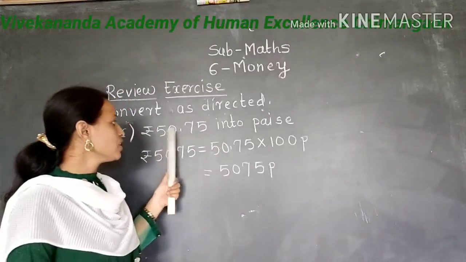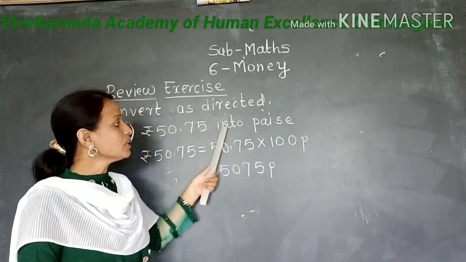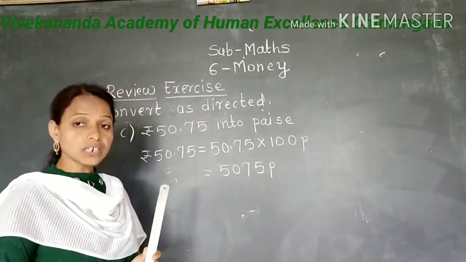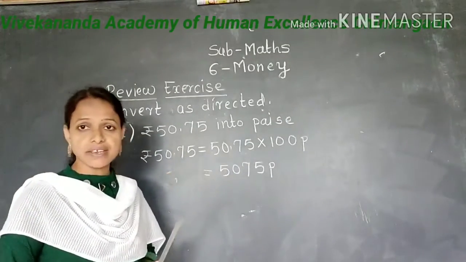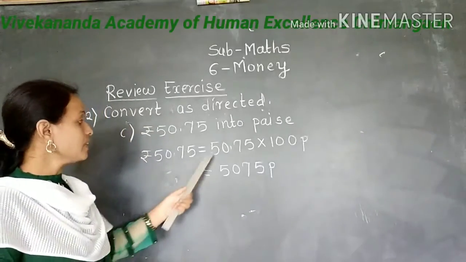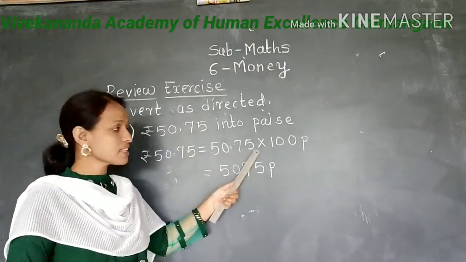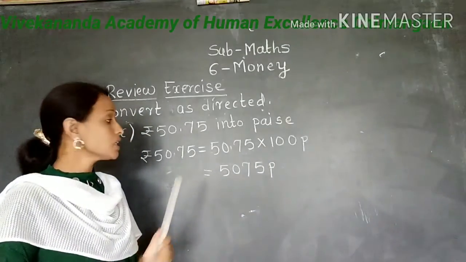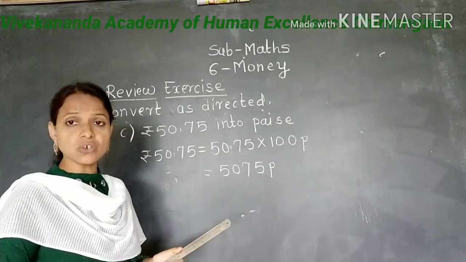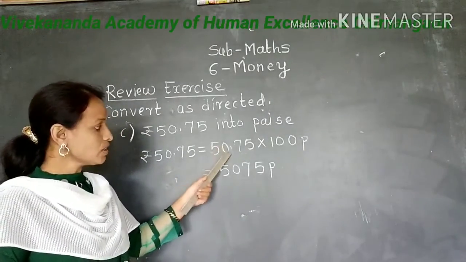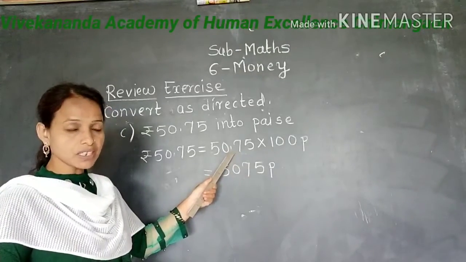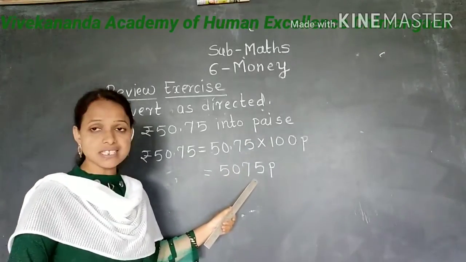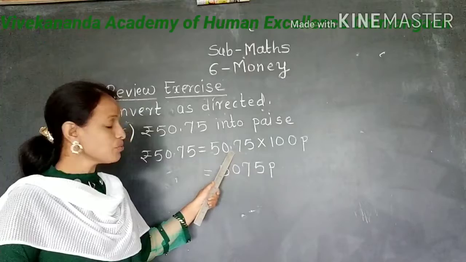Next, 50 rupees 75 paise, convert it into paise. So here you have learned to convert rupees into paise, we have to multiply by 100. So here we multiply 50.75 by 100. And you have learned to convert rupees into paise, remove the dot from the number. So here by removing the dot from the number, 50.75, we get here 5,075. Means here we remove the dot.